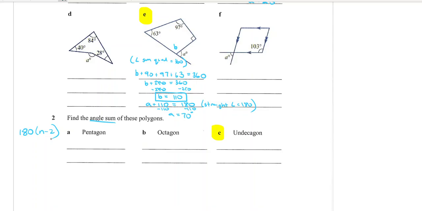So let's just quickly go through it. A pentagon has how many sides? 5. An octagon has 8. An undecagon has 11. Okay, so if I'm going to do the undecagon, I'm going to go 180 bracket 11 minus 2, close the bracket, and then just type that in. So that is 1620 degrees inside that shape. Make sure that formula, that's a good little formula. Maybe put angle sum equals that. Okay, you need that one on your formula sheet.